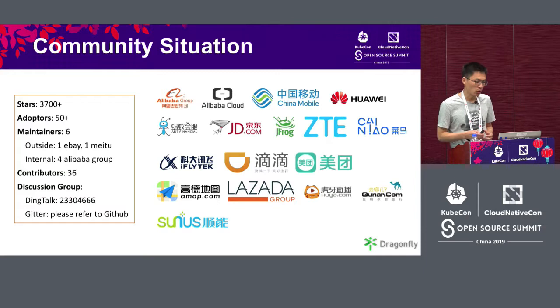We have six maintainers. Two are outside of the company, one from eBay, one from Meitu. The other four are internal maintainers. And we have 32 contributors. And I hope that more of you could join us to maintain Dragonfly and to help it grow. Currently, we have discussion groups on Dingding and Gitter. We also have WeChat discussion groups.